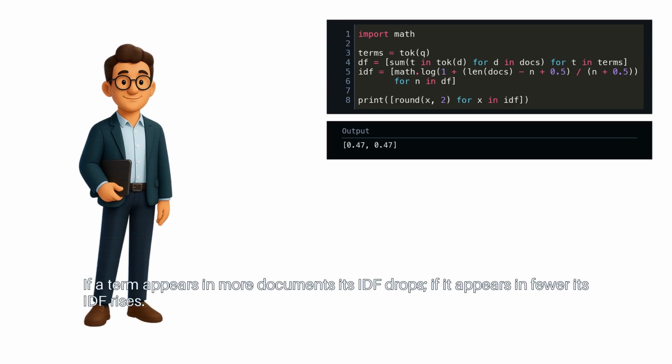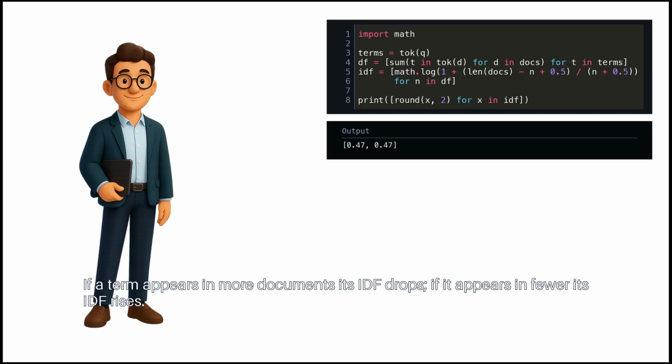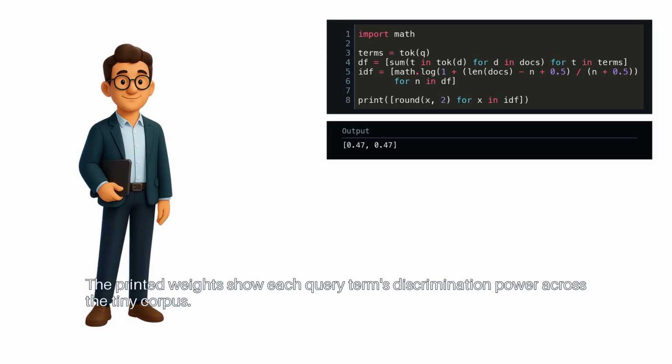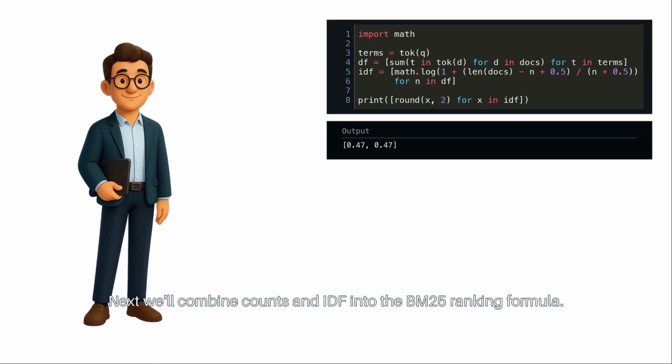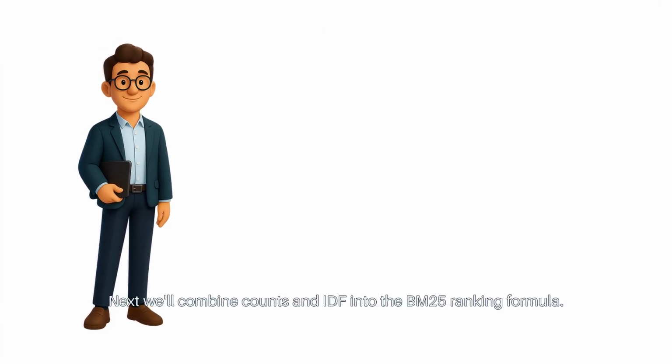If a term appears in more documents, its IDF drops. If it appears in fewer, its IDF rises. The printed weights show each query term's discrimination power across the tiny corpus. Next, we'll combine counts and IDF into the BM25 ranking formula.